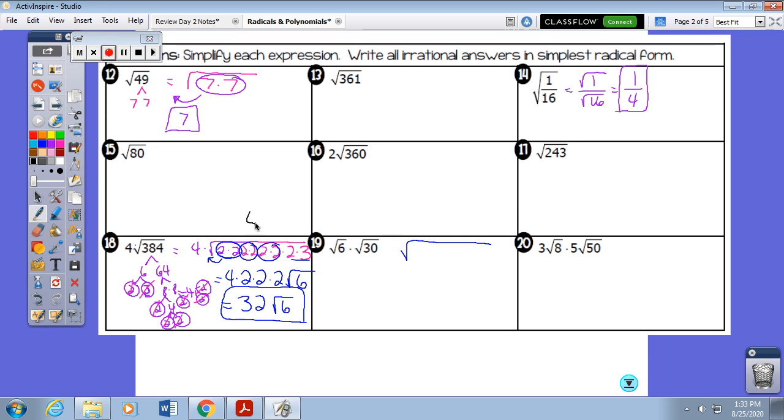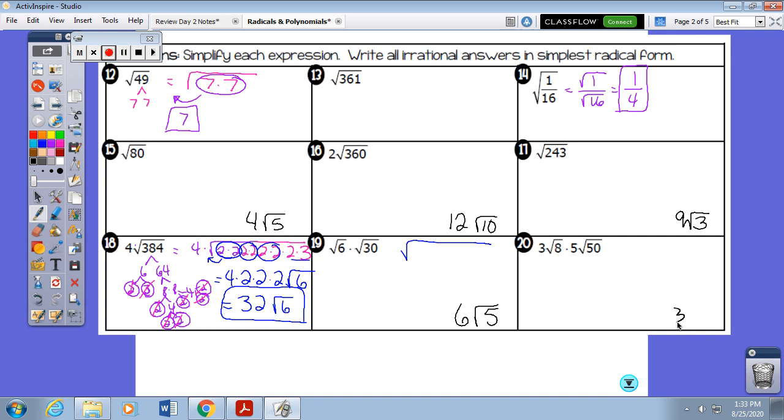15, you're going to need a little work. It's going to be 4 square root of 5. 16, 12 square root of 10. 17 is 9 square root of 3. 18 we did together. 19, 6 square root of 5.